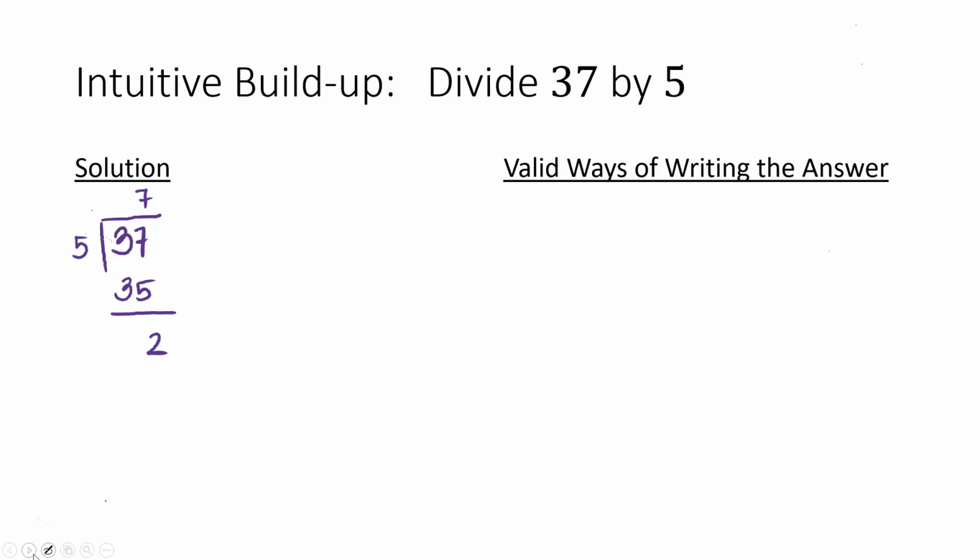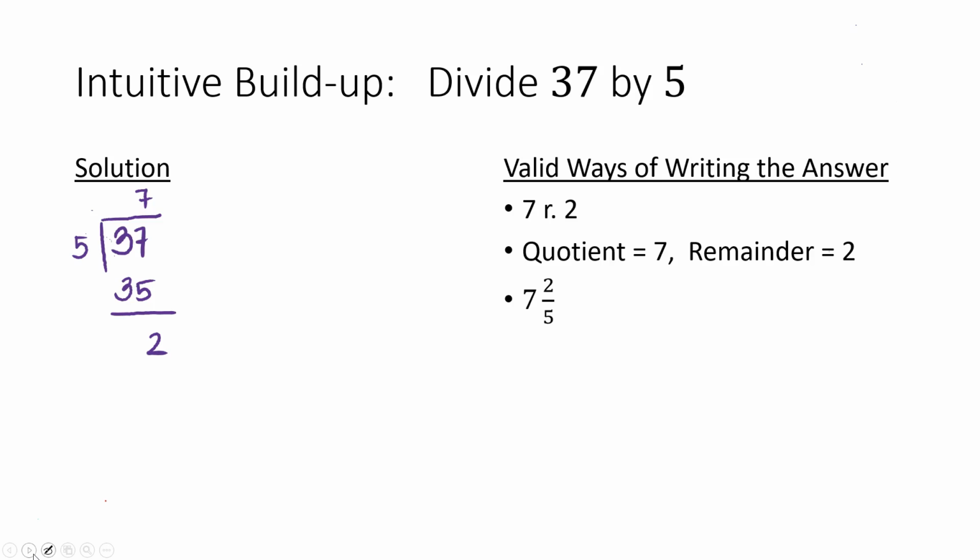So how do we write the answer? We can say 7 little r 2: 7 for the quotient, 2 for the remainder. Or equivalently, you can say quotient equals 7, remainder equals 2, which is how Alex does it.